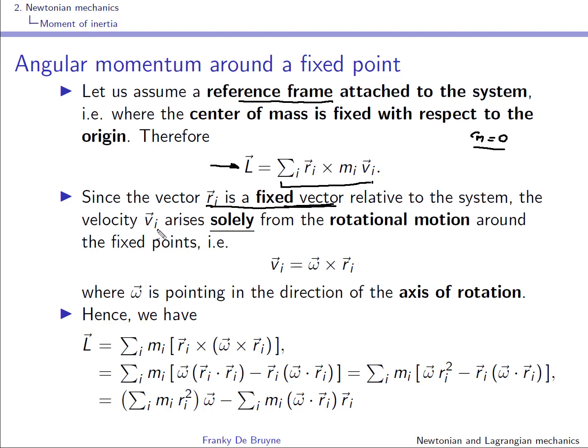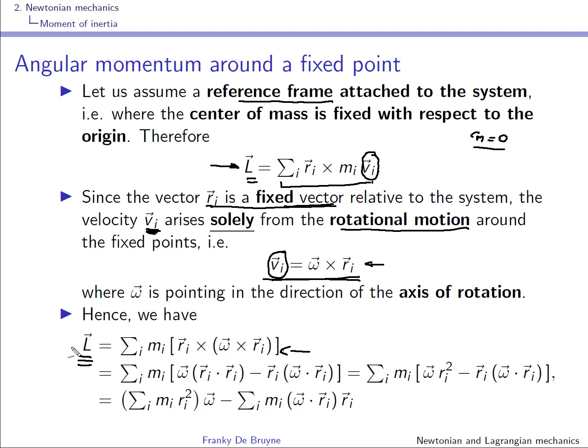So this velocity vector cannot have any translational component as r_i is fixed. So the velocity must come from rotational motion. This is why we can write the velocity like this, like we have seen before. So we're going to inject this one in the formula of the total angular momentum, and we obtain this thing here.